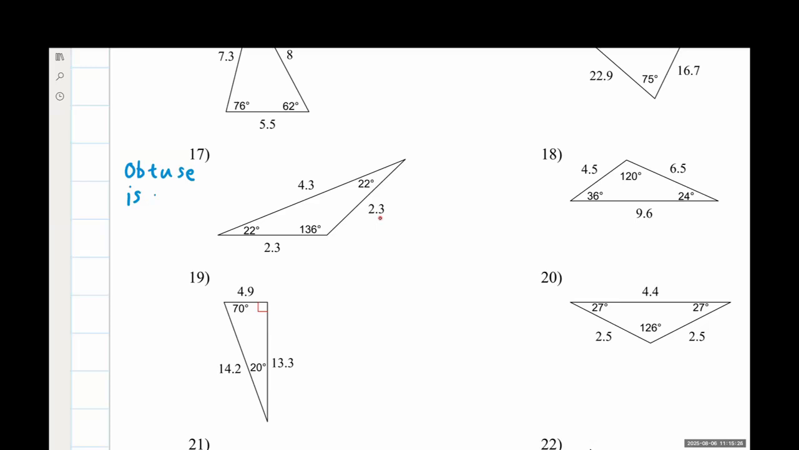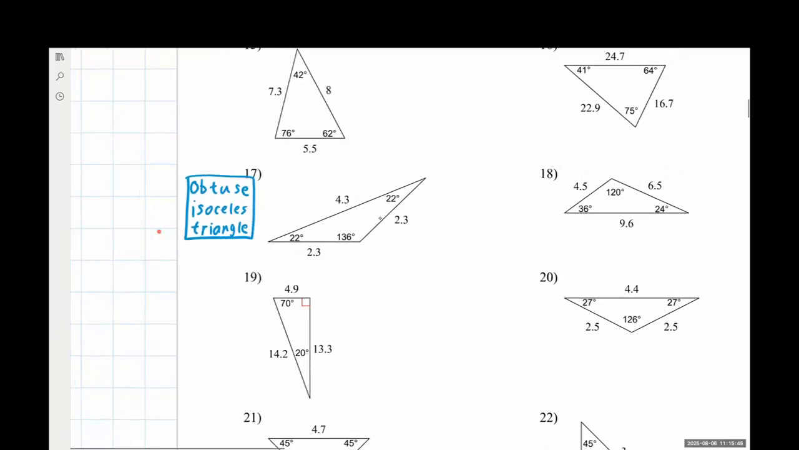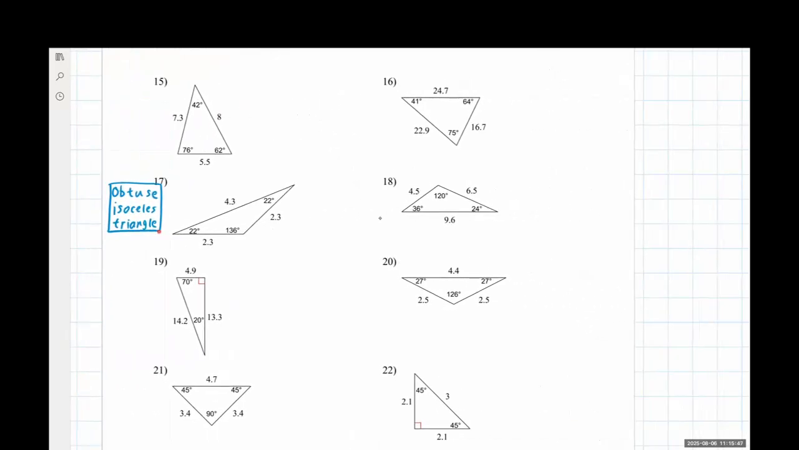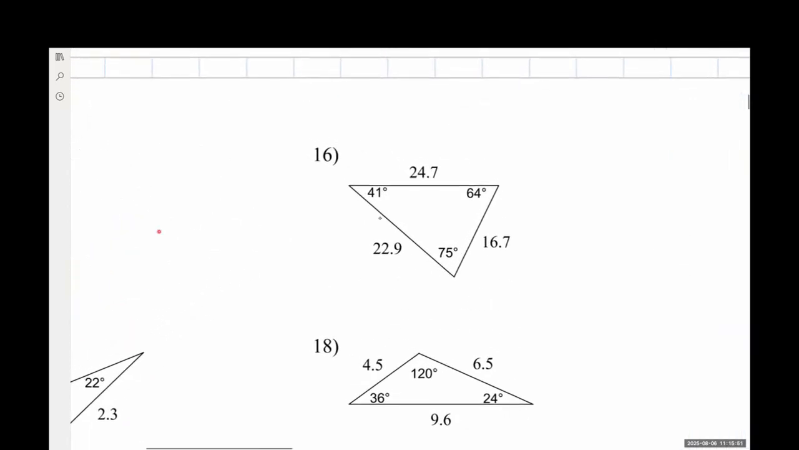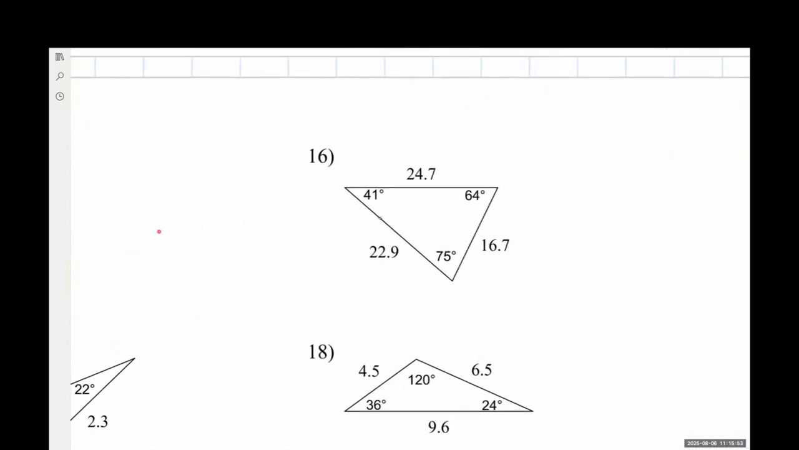Maybe my pen is going to cooperate. Perfect. And there we go. That's our classification, and can't do a whole lot else beyond that. See if we might be able to do, I don't know, let's do number 16. We'll do that, and then we'll jump to some other examples with the equations.